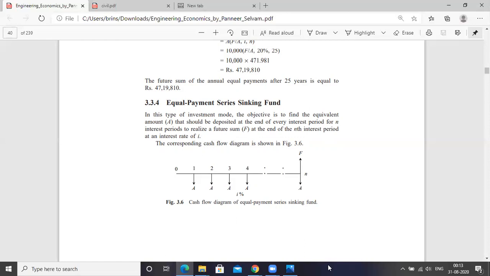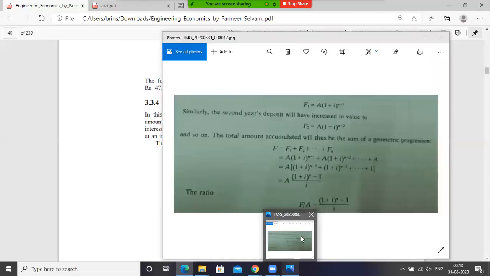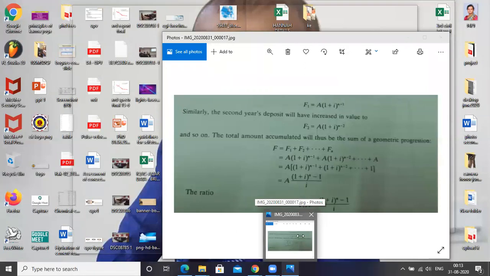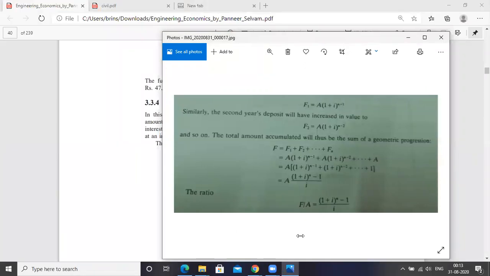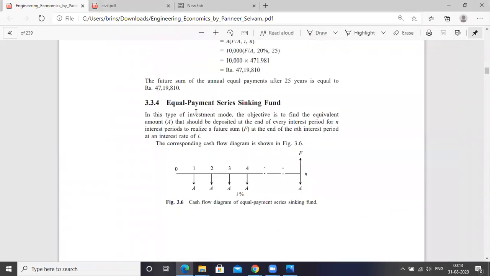Now, to answer the question: if the money earns interest at rate i, compounded annually, how much money will have accumulated after n years? Take that F1, the future amount 1, is equal to A, where A is the equal amount of money, times (1 plus i) to the power n minus 1.